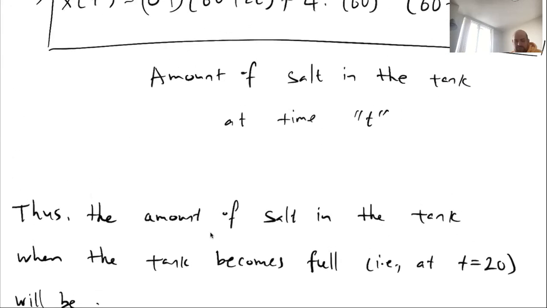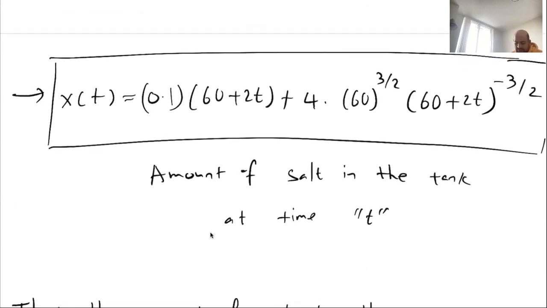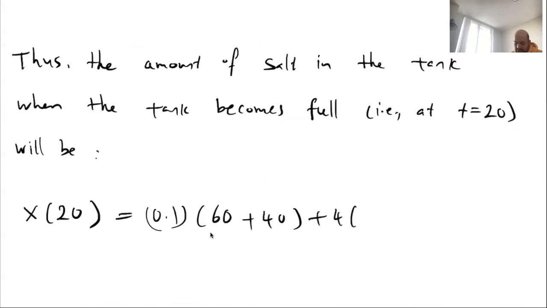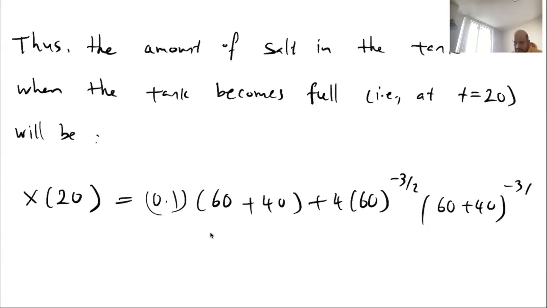And x(20) means we have to replace t with 20: 60 plus 40, plus 4 times 60^(3/2) times (60 + 40) to the power minus 3/2. And if you use your calculator, you will see this is almost 11.86 kilograms.